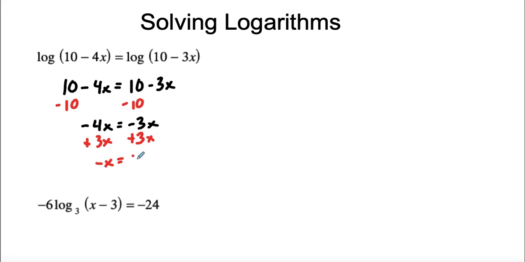And negative x equals 0, well, x is still 0 if you divide by a negative. So the first one, the answer is just x equals 0. So you set the two arguments equal to each other because it's the log of the same base. There's nothing else in this problem.